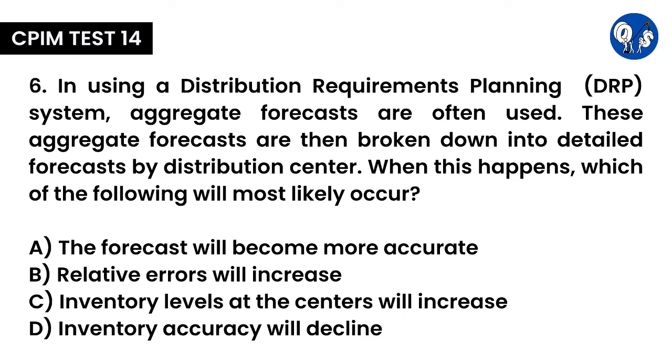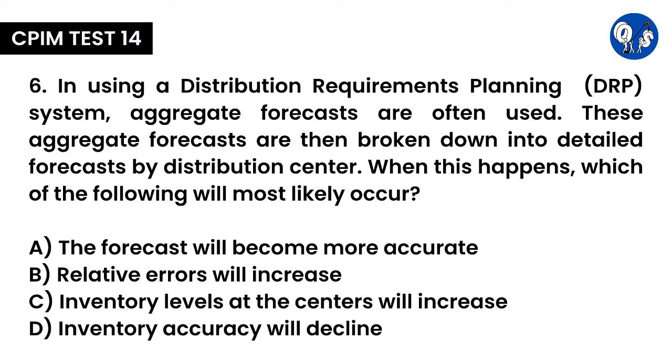Question number 6. In using a distribution requirements planning system, aggregate forecasts are often used. These aggregate forecasts are then broken down into detailed forecasts by distribution center. When this happens, which of the following will most likely occur? A. The forecast will become more accurate. B. Relative errors will increase. C. Inventory levels at the centers will increase. D. Inventory accuracy will decline. Here the correct answer is B.